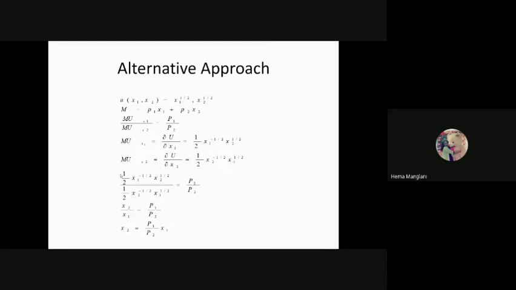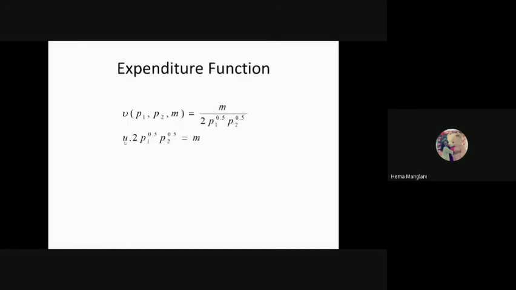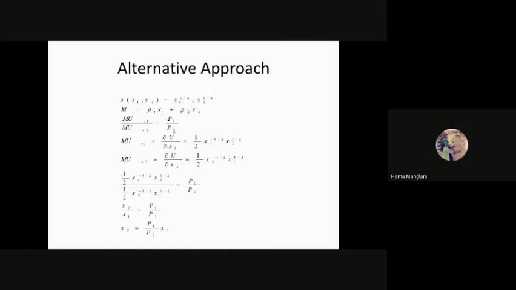Now what you need to do is substitute it in the budget constraint. So m equals p1 x1 plus p2 x2 is my budget constraint. So this x1 value I'll substitute here, and this x2 will be substituted by this value. So this you need to simplify, and further this gives you utility multiplied by 2 p1 power 0.5 p2 power 0.5. See, this value is similar to this value. So this is nothing but your expenditure function.